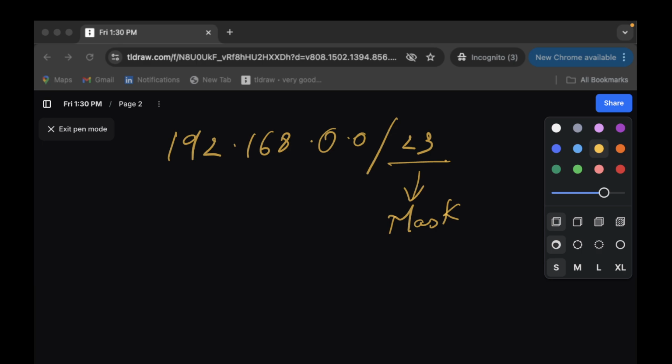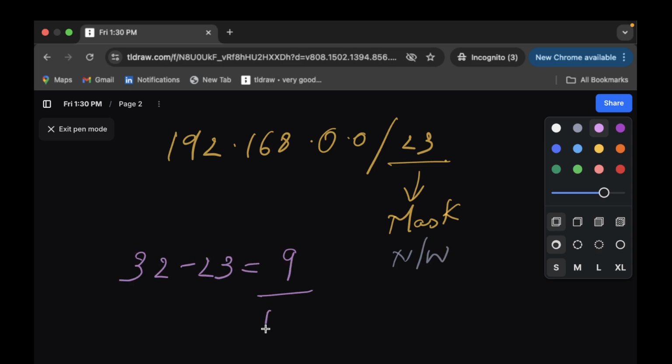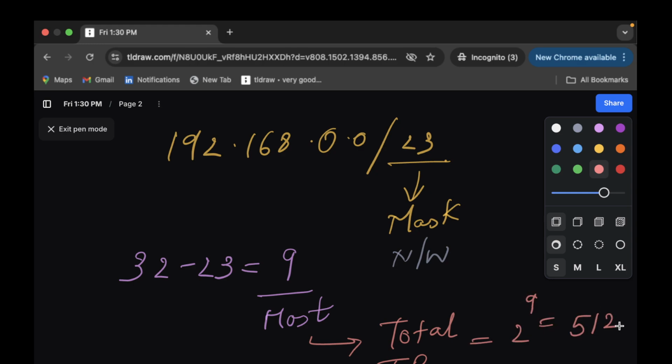Okay, so this is basically my mask, right? This is going to indicate my network bits. Ah, I see. So then the total IP address is calculated as 32 minus 23, right? So that is, I have 9 host bits. Total IP is equal to 2 power host. So that is 2 power 9, which is equivalent to 512.